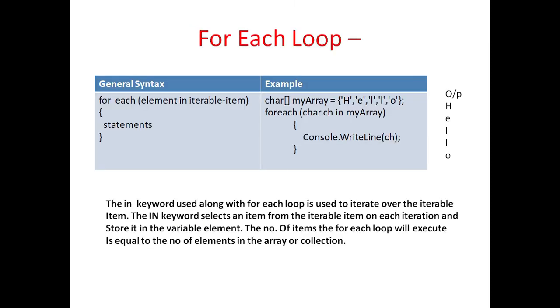The general syntax is foreach element in iterable item and then executable statements. The in keyword used along with foreach loop is used to iterate over the iterable item. The in keyword selects an item from the iterable item on each iteration and stores it in variable element. The number of times foreach loop will execute is equal to the number of elements in the array or collection.